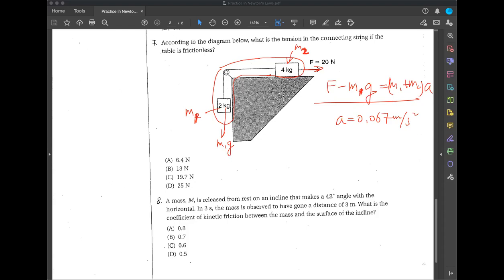Yeah, then you can just analyze with this block, right? So tension on the rope will be T. T minus M1G should equal M1A, right? And that can give you the tension, which is this value. So this M1 you need to plug in 2 kilograms.